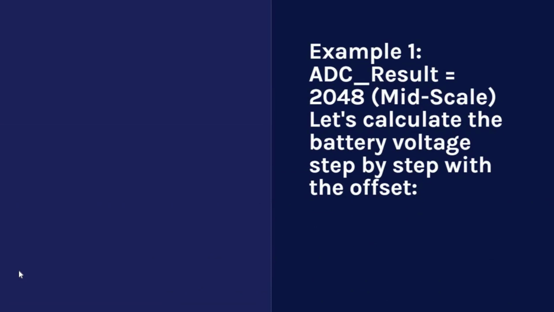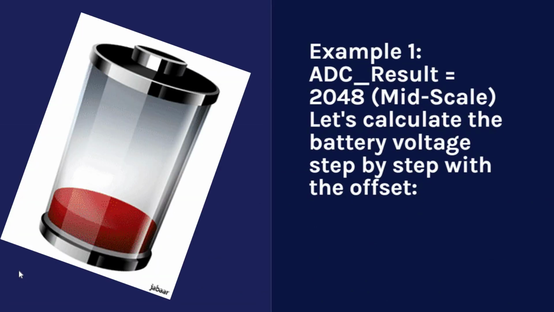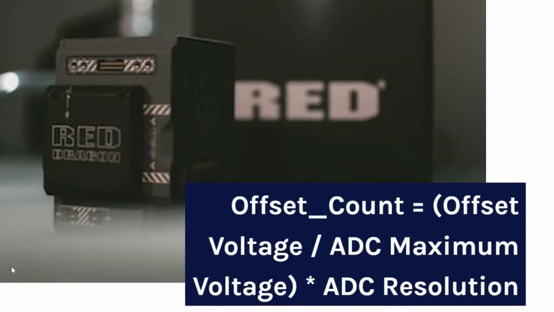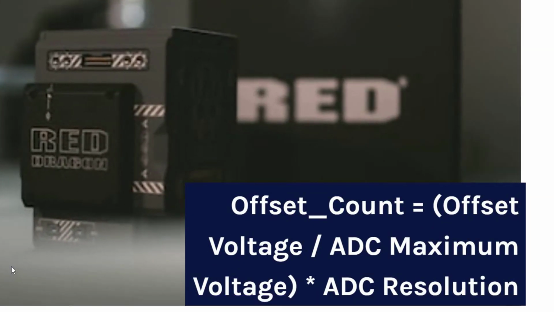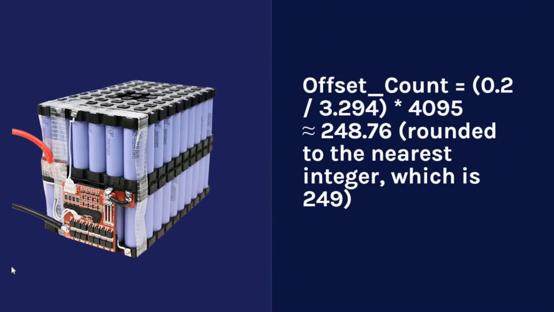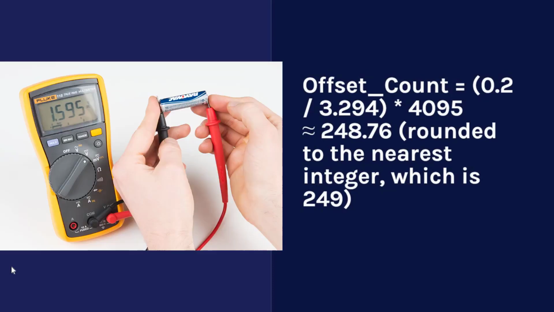Example 1, ADC_result equals 2048, mid-scale. Let's calculate the battery voltage step by step with the offset. Calculating offset_count. Offset_count equals offset voltage times ADC resolution, divided by ADC maximum voltage. Offset_count equals 0.2 times 4095 divided by 3.294, which is 248.76, rounded to the nearest integer, which is 249.